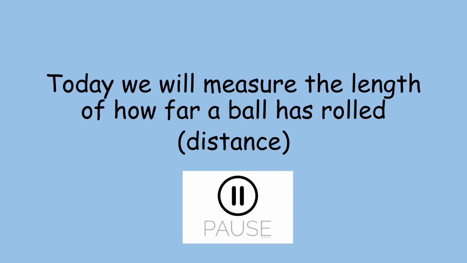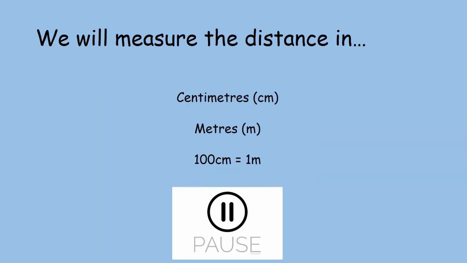We're looking at measuring the length for how far a ball has rolled, so the distance. A ruler could be too short. Yes, we could count footsteps. We could go across with our hands, but there's another way. We will measure the distance in centimetres or metres. And if you remember, 100 centimetres is equal to 1 metre. It's the same as 1 metre.